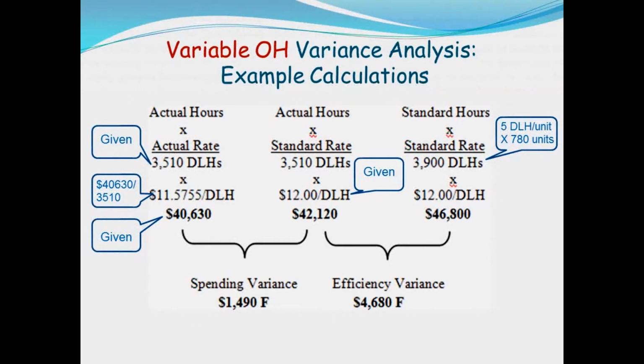Here's how you do the analysis. In that month, there were 3,510 direct labor hours given. You can calculate your actual rate: $40,630 was spent on variable overhead, and you had 3,510 hours. That's your rate, less than the $12 an hour rate. We just decomposed this: we had this number and this number, and came up with the rate. Okay, standards.